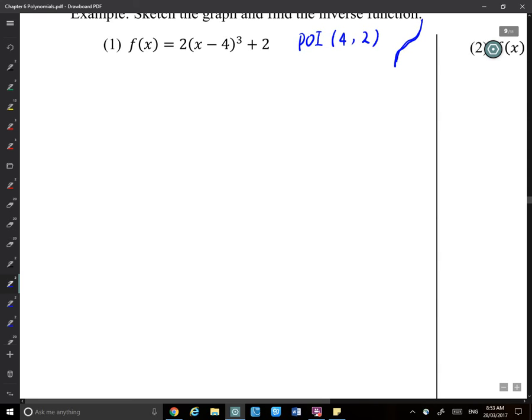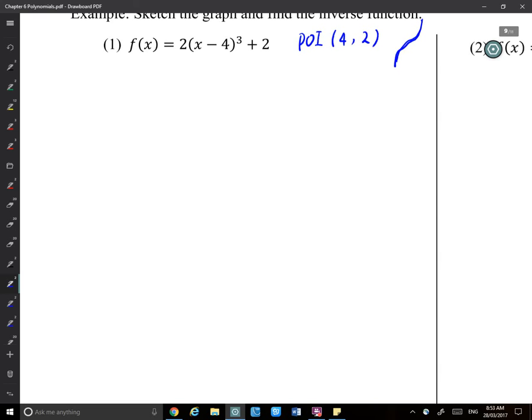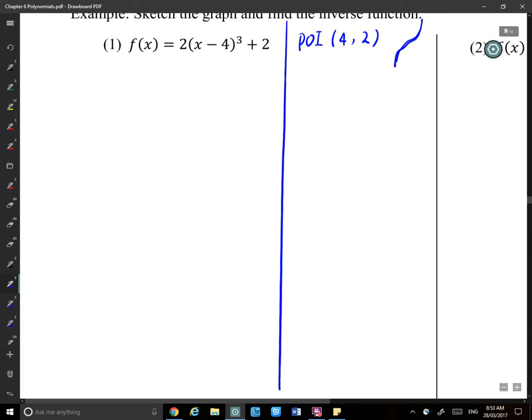Let's work out the x-intercept. How do we work out the x-intercept? y equals 0. Good. So when y equals 0, 2(x minus 4) cubed plus 2 equals 0. (x minus 4) cubed equals minus 1. What does x minus 4 equal?